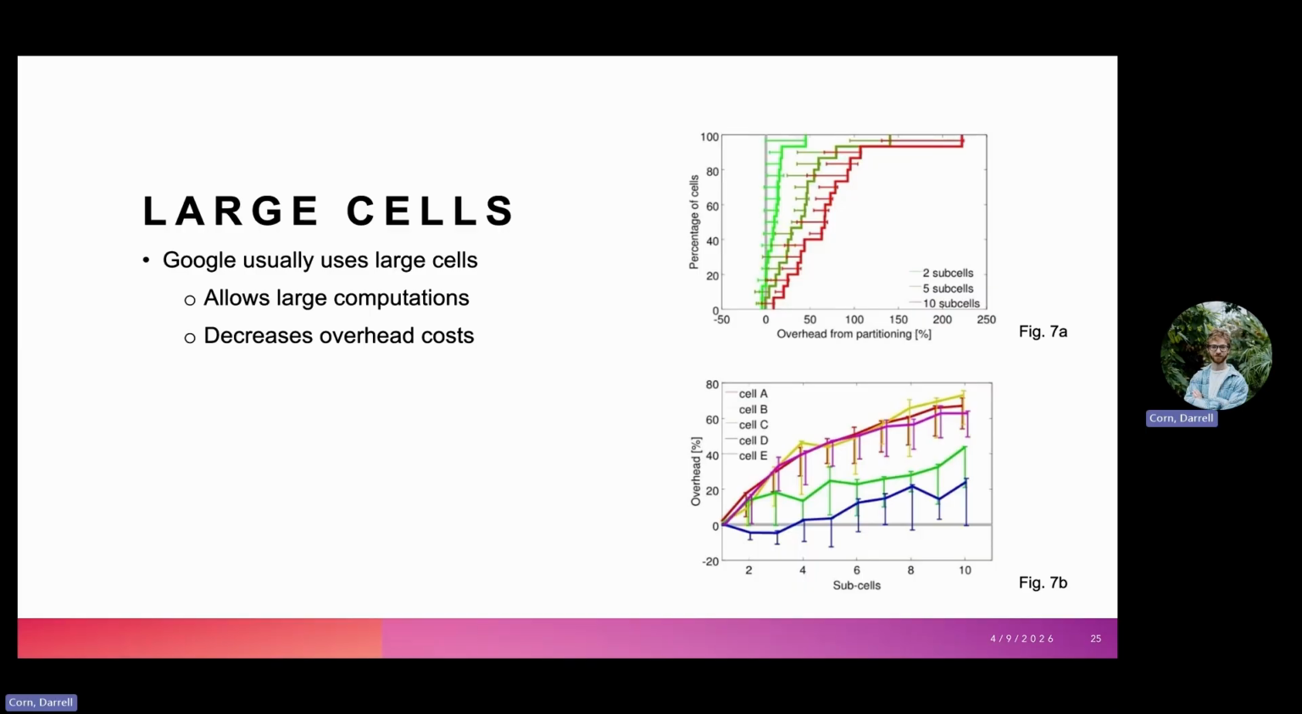We can see that with only two large subcells, the overhead cost from partitioning reaches about 50%. However, if we increase the number of subcells to 5 or 10, then this percentage increases to 150 or even like 230%. And figure 7b is telling a similar story. As the cell group increases the size of, or the number of subcells, then the overhead cost is also increasing for these processes. So if the same amount of work can be done with 2 cells as 10, then it's much more efficient to only use 2 cells.